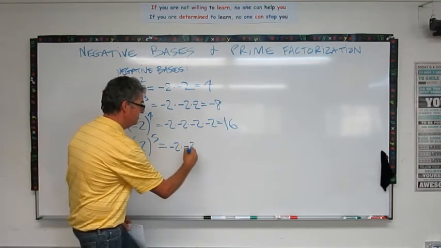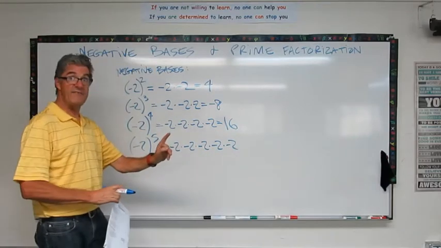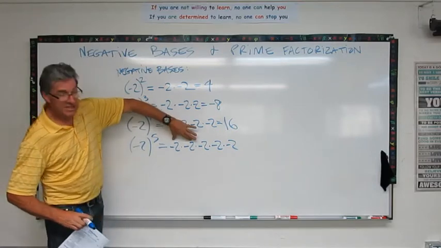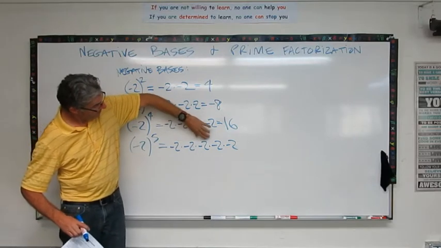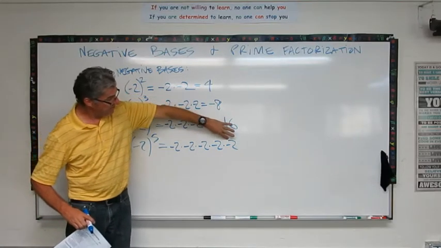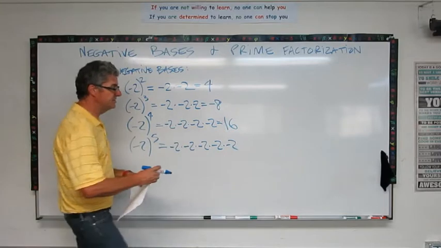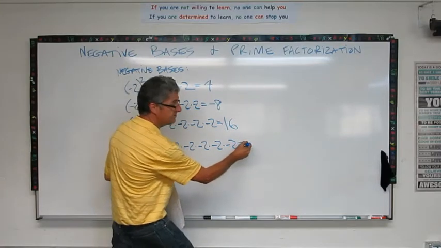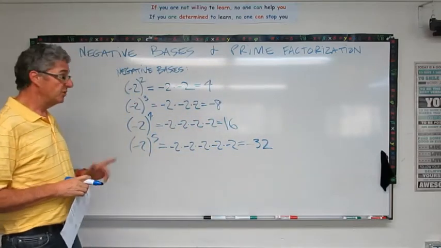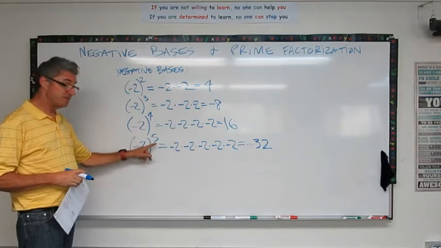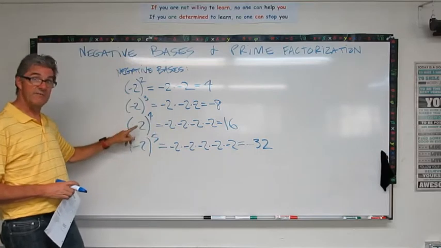Negative 2 times negative 2 times negative 2 times negative 2 times negative 2. Did I get 5? Yeah, there's 5 of them. Okay, so after this operation, the answer is positive. Then we multiply it again, it becomes negative. Then we multiply it again by that one, it becomes positive. And the last multiplication is going to be making it negative. And we know that 2 times 2 times 2 times 2 times 2 is 32. So the answer to that one is minus 32. So it does hold. Odd powers of negative bases give you negative results, whereas even powers of negative bases give you positive results.